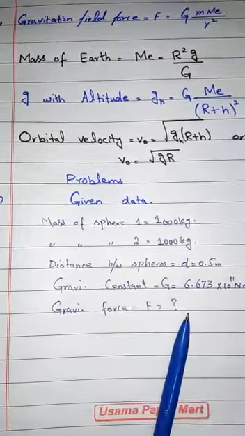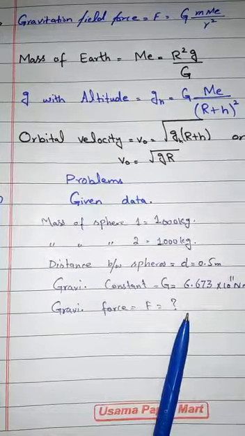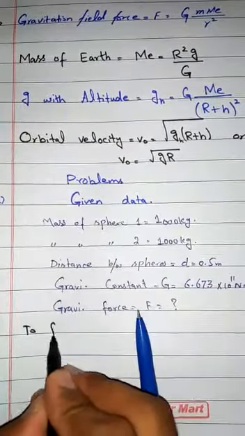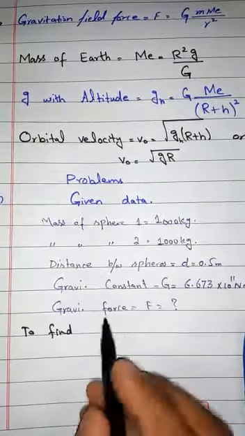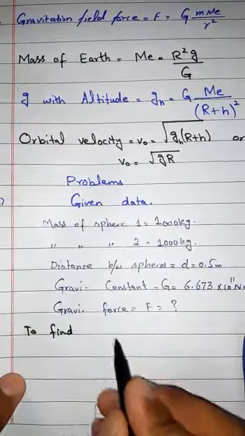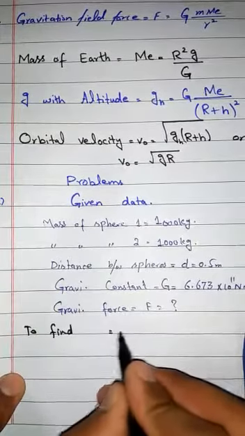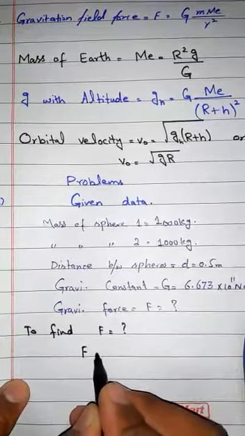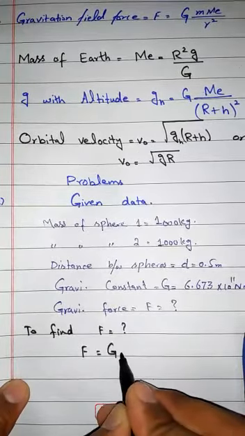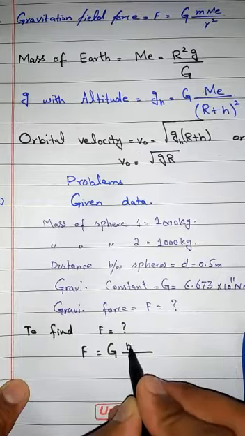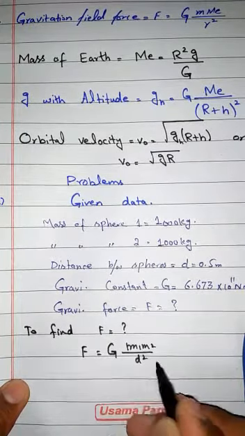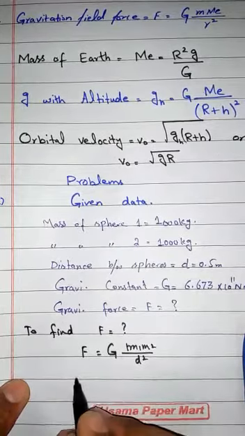Now we know the formula for the gravitational force. Here we can write: find F, and we know the first formula for the gravitational force, F is equal to G m1 m2 over d². Now we have to put the values.